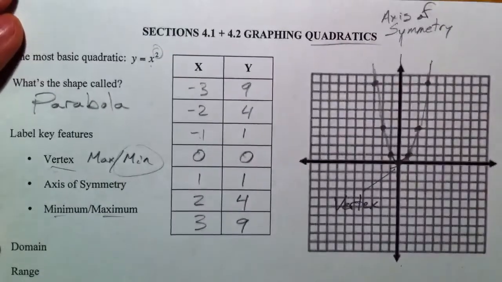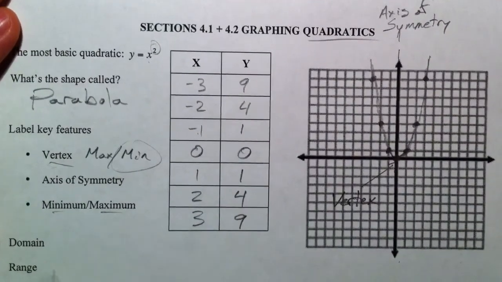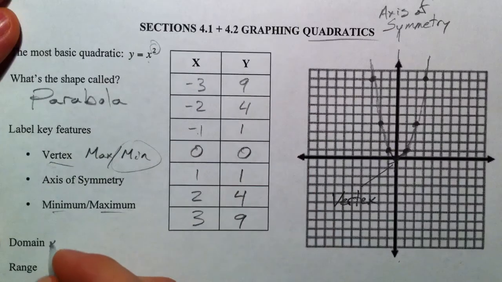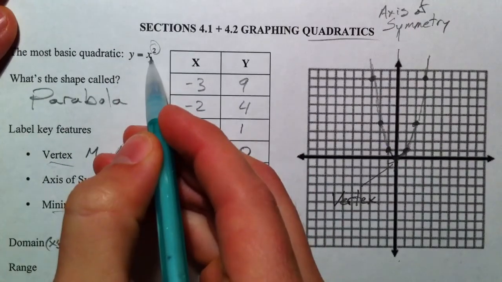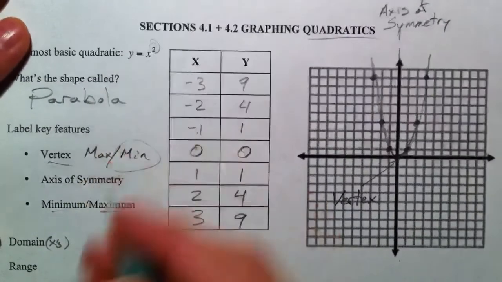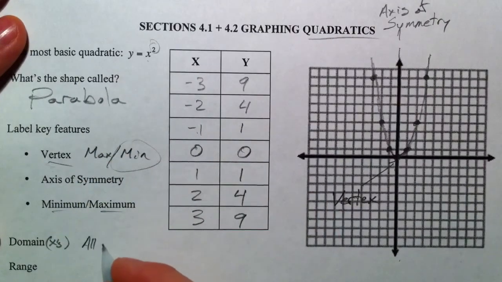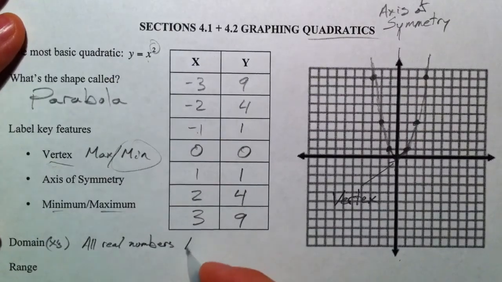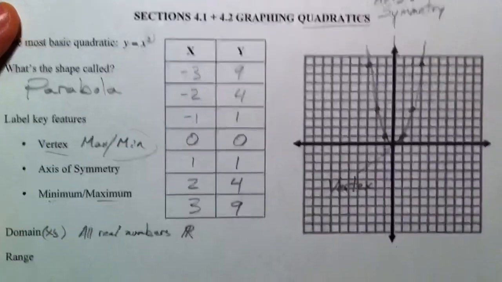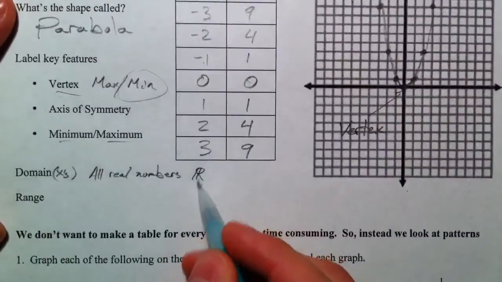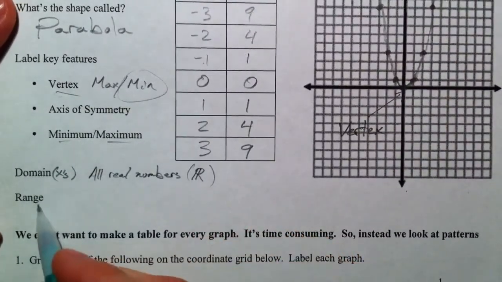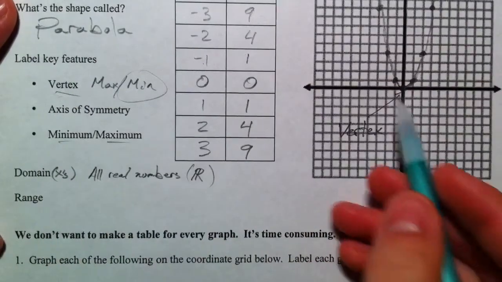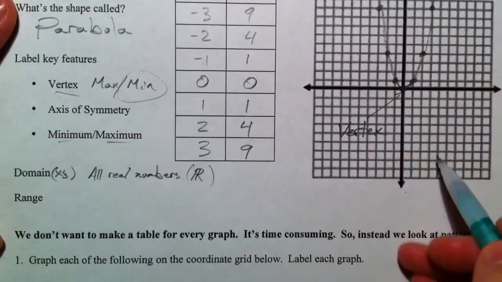Domain and range. The domain has to do with the x's. And so it's the numbers we are allowed to plug in. We can plug in any single number we want. And so we say all real numbers. We can also use this symbol, kind of looks like the paragraph symbol. All real numbers.